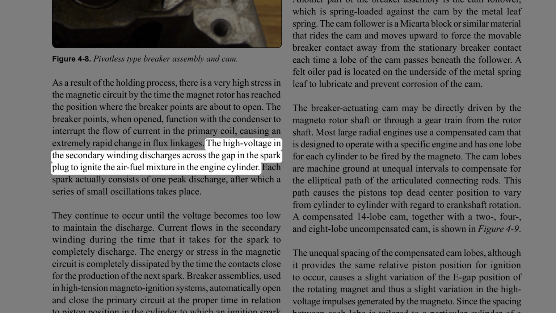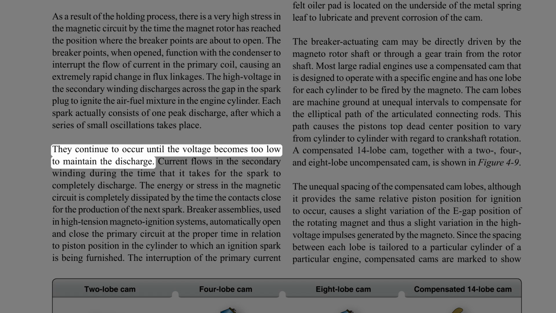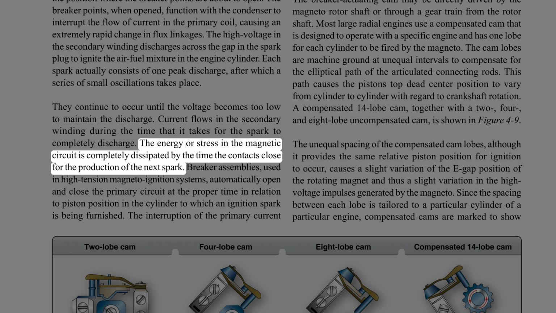The high voltage in the secondary winding discharges across the gap in the spark plug to ignite the air-fuel mixture in the engine cylinder. Each spark actually consists of one peak discharge, after which a series of small oscillations takes place. They continue to occur until the voltage becomes too low to maintain the discharge. Current flows in the secondary winding during the time that it takes for the spark to completely discharge. The energy or stress in the magnetic circuit is completely dissipated by the time the contacts close for the production of the next spark.